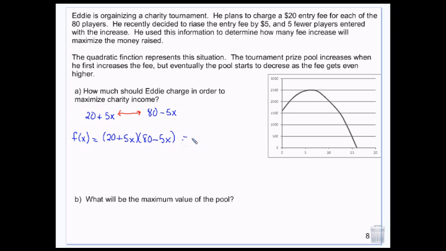So to find the equation of this, I'm actually going to multiply these two things together. And if I FOIL this out, I'm going to get 1600 minus 100x plus 400x minus 25x squared. So my formula is going to be negative 25x squared plus 300x plus 1600.